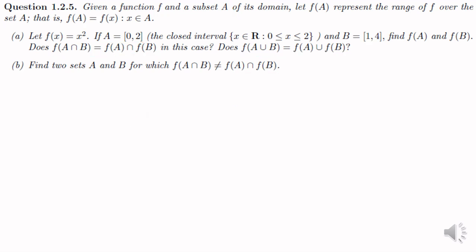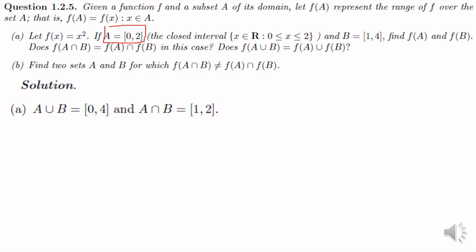Okay, look at case A. From here you are given A is closed interval 0 2 and B is closed interval 1 4. Now if you take the union of A and B, so A is closed interval 0 2 and B is closed interval 1 4. So A union B will be starting from 0 to 4. So closed interval 0 4. Now A intersection B, the common region to these intervals 0 2 and 1 4 is 1 2. Okay, closed interval, you can check.